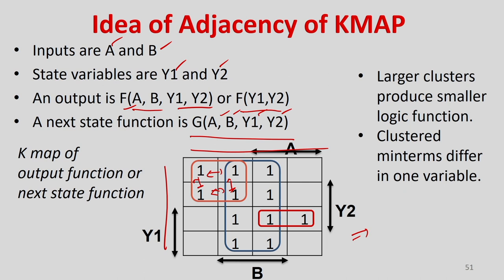And the most important thing is, in a K map, larger clusters produce smaller logic functions. Clustered minterms differ in one variable, which is inferred from the Hamming distance. If you minimize the total Hamming distance over all the arcs of the FSM, it will produce a smaller, minimized circuit.